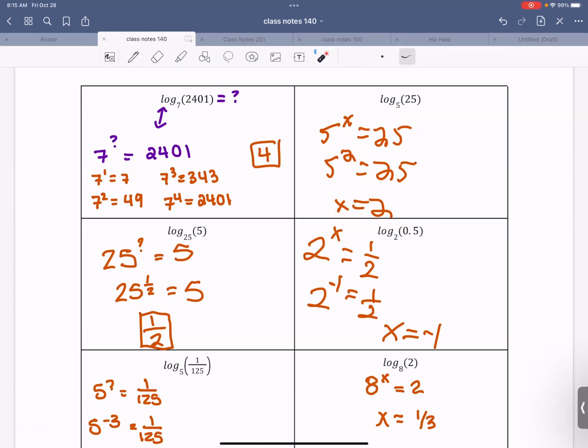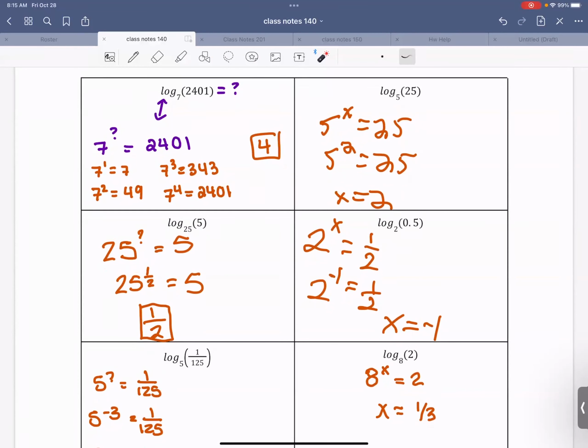Perfect. So the answer to this logarithm is 2. Any questions on regular logarithms? All right, let's get a little bit crazier here. Okay, we have the log base 25 of 5.